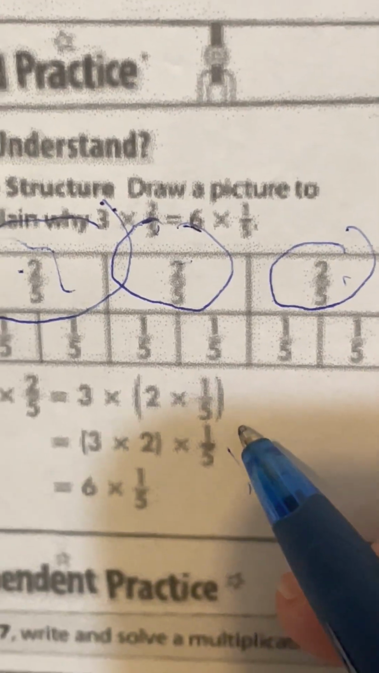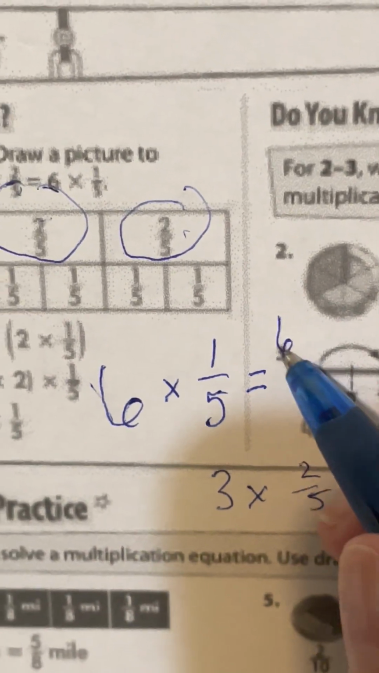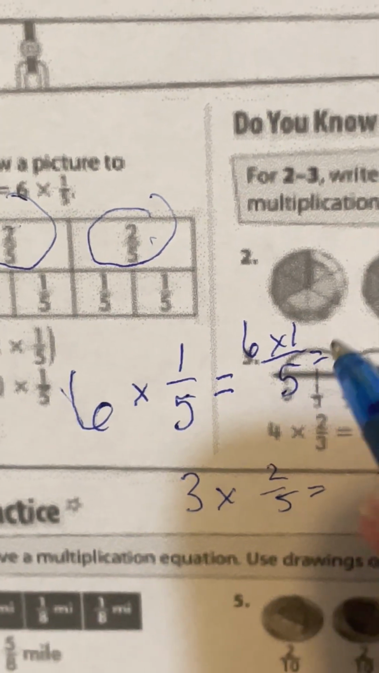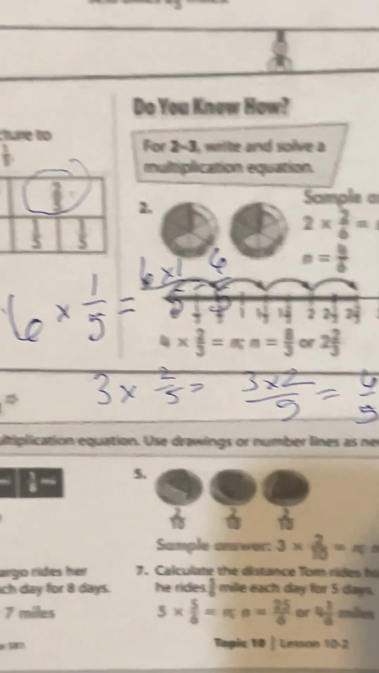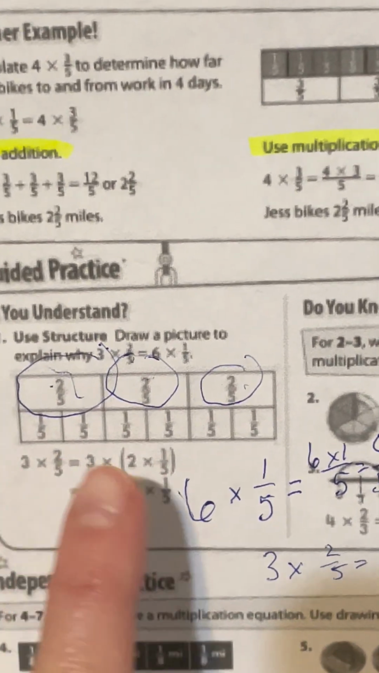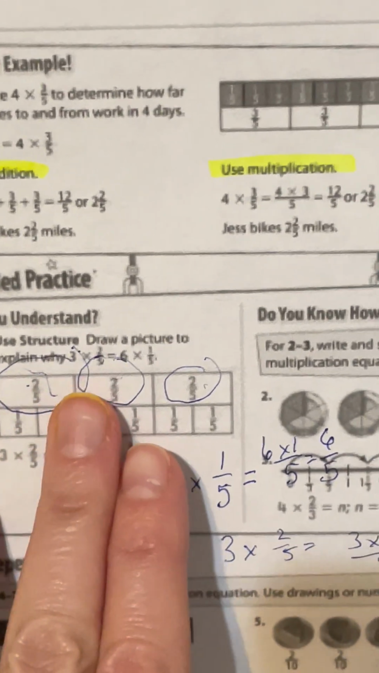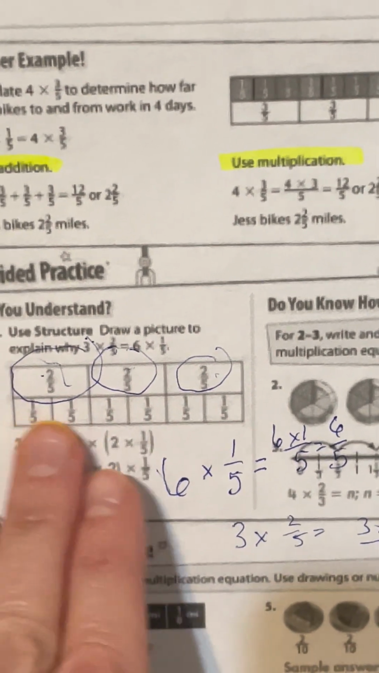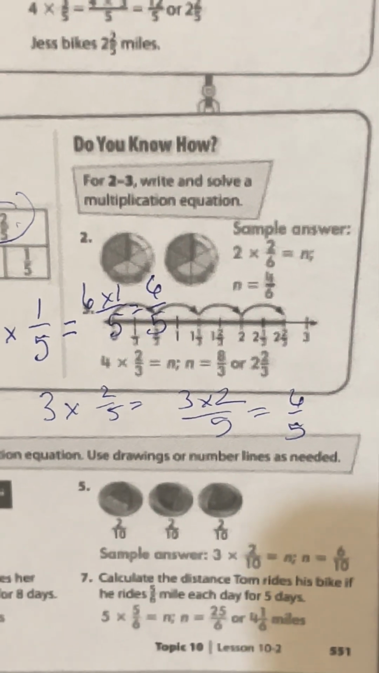How does that mean the same thing? Well, let's see. 6 times 1/5 equals 6/5. So regardless if we do it this way, 3 times 2/5, or 6 times 1/5, we get the same thing. They just want you to identify that in the picture. I'm not worried about how they're writing it, because that confuses you. As long as you can see that 2/5 times 3 is here and 1/5 times 6 is here, I'm fine with that. Okay, so let's go to write and solve a multiplication equation.